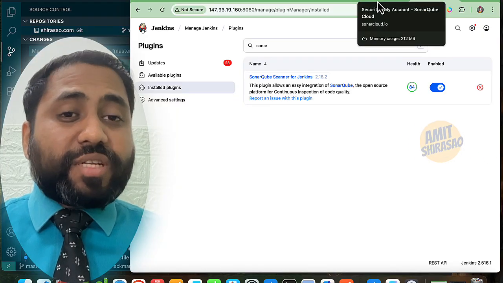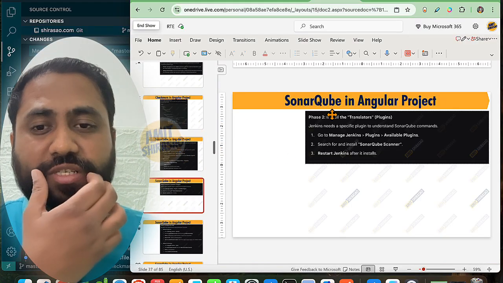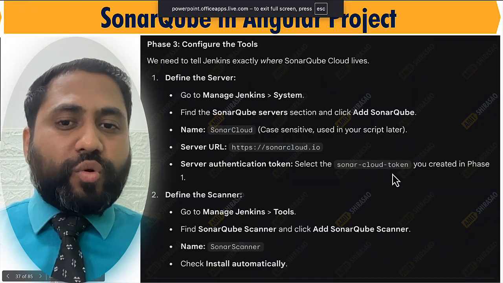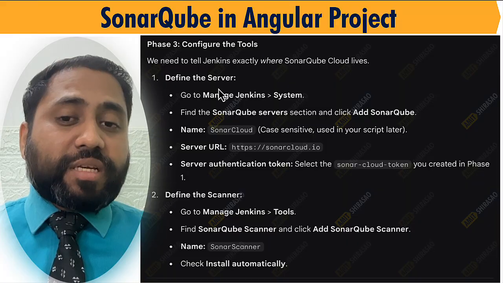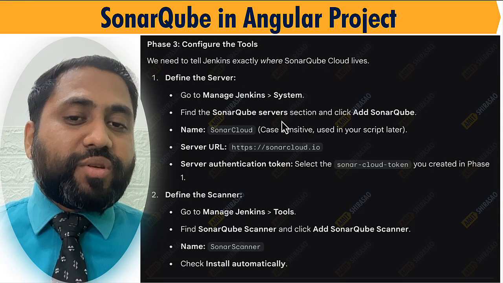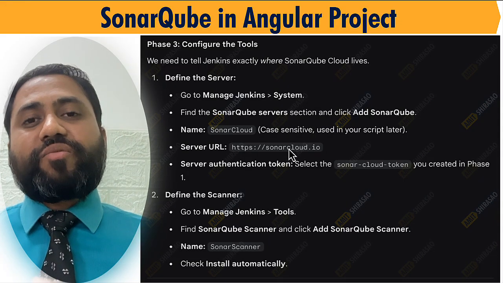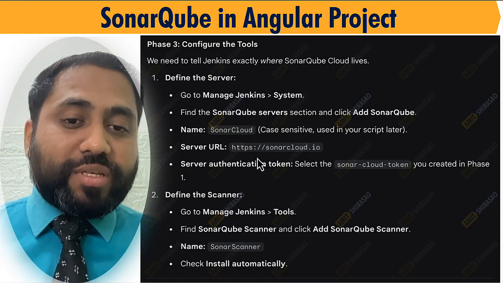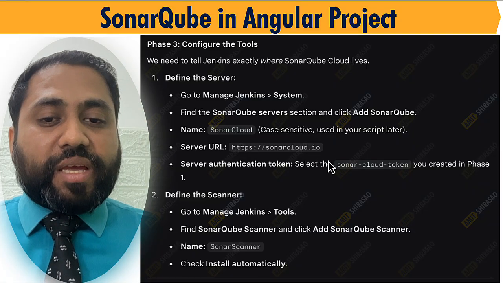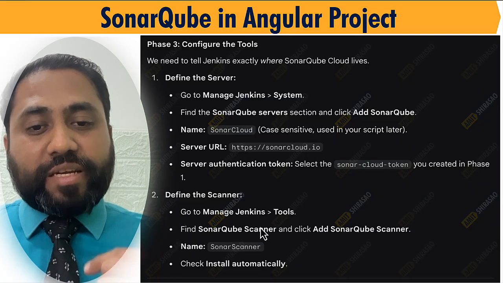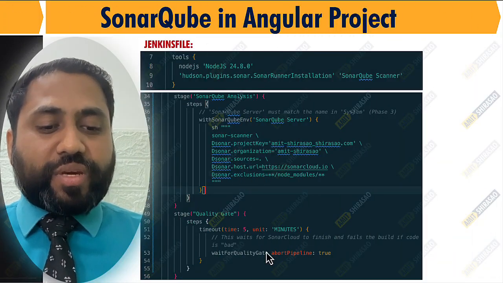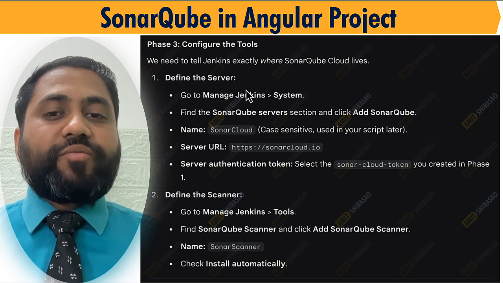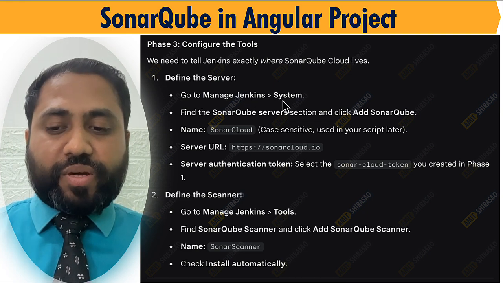Okay, done. After that, you have to install the server and the tool. So define the server. Again, manage Jenkins, system. You define the SonarQube server. SonarQube server means where the SonarQube analysis will take place. It always takes place on the cloud, as I told you. So the cloud is sonarcloud.io. And the scanner is the scanning tool. So for the tool, you go to Jenkins tools, and for the server you go to Jenkins system. Let me show that to you.